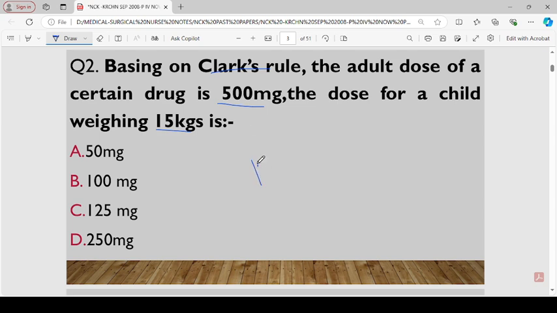So that is 15 divided by 70, multiplied by 500, right? Okay, that gives us around 107, right? Looking at our options, we don't need to overdose our baby. The correct answer, close to what we need, is 100 milligrams.